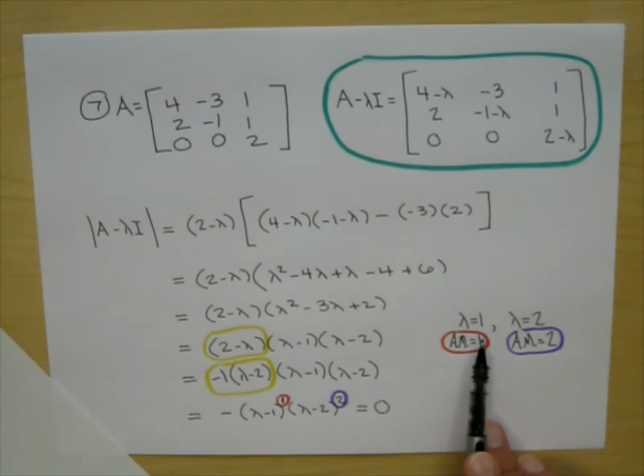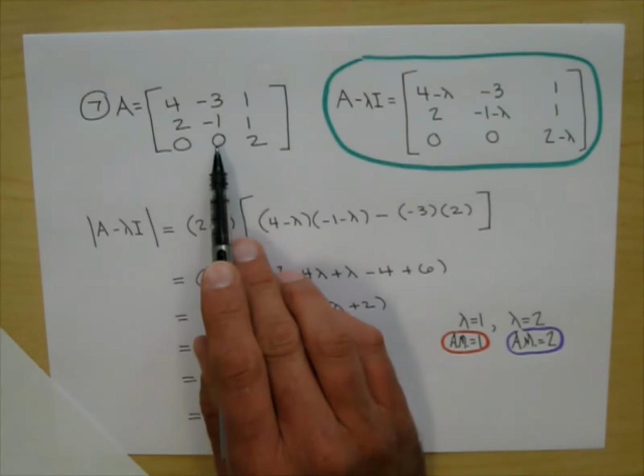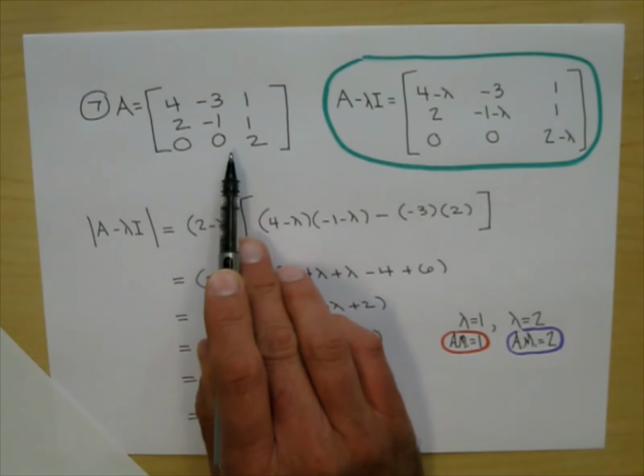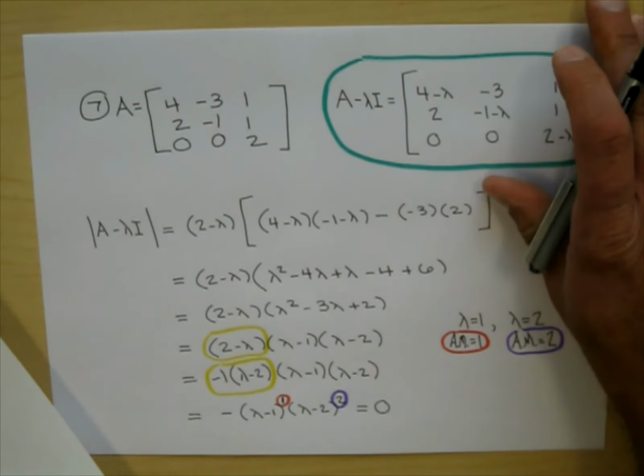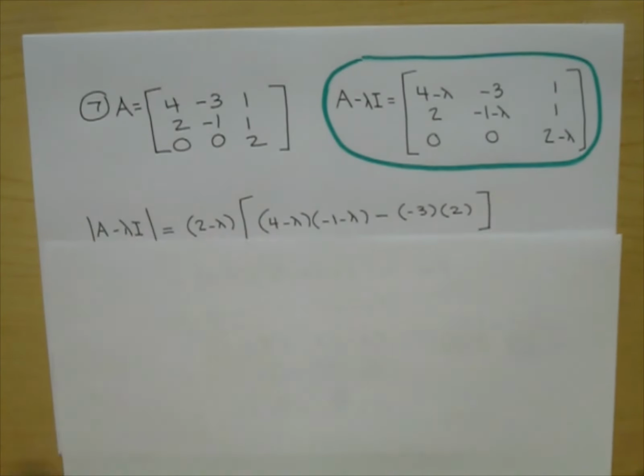Now, there are two eigenvalues here, and the size of the matrix is 3 by 3. So there could have been 3 eigenvalues, but there could not have been more than 3. Okay, but in this case, there was just 2. So what I'm going to do is start off with lambda equals 1 and see where that takes me. Okay, that's my first eigenvalue. So lambda equals 1.